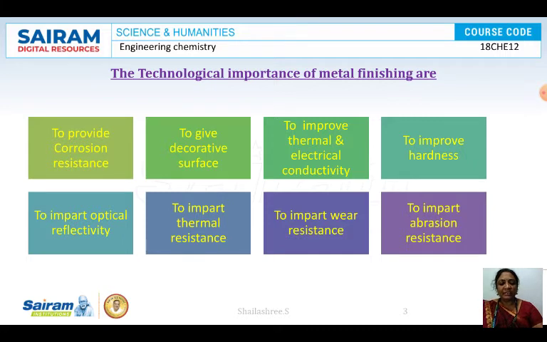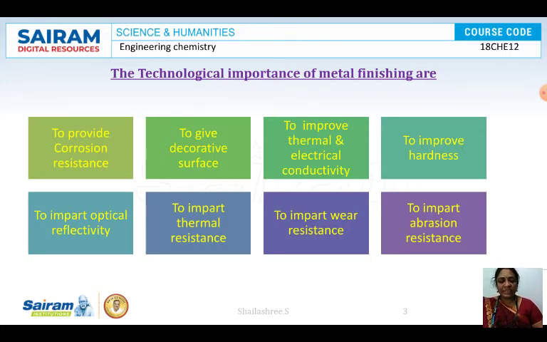To improve the optical reflectivity and to impart thermal resistance. The metal should tolerate high temperature ranges when it is operated in the industries. And to impart wear resistance: after long time usage, it may get damaged, so we say wear and tear resistance. And to impart abrasion resistance. Abrasion means when two substances are hardly rubbed against each other, that layer will get peeled off. If the abrasion resistance is very good, then even if it is strongly rubbed by any other surface, it will not get damaged.